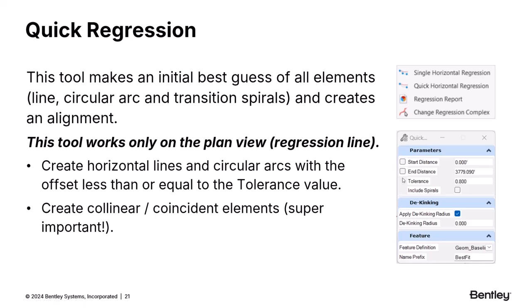If you need to include spirals, you do have an option to toggle on spirals. And the nice thing about this tool is it creates collinear and coincident elements. So this is super important. Make sure it maintains tangency and there's no angular differences between elements and things like that.